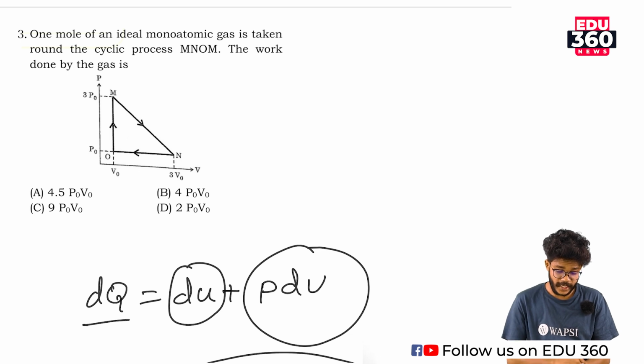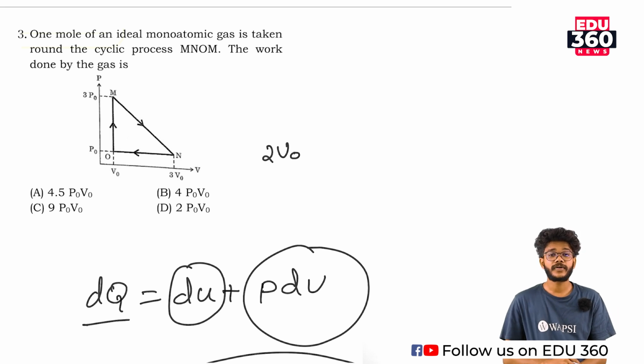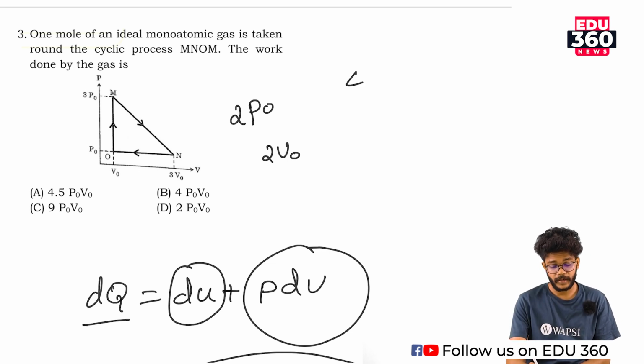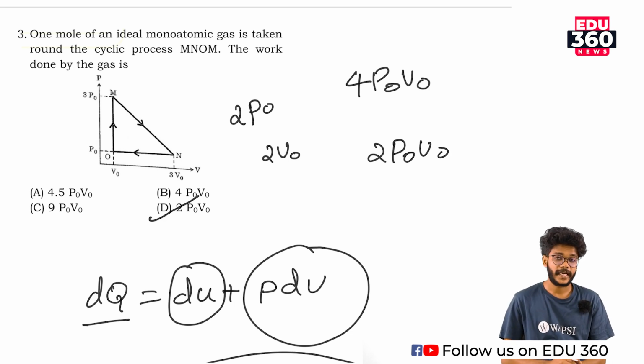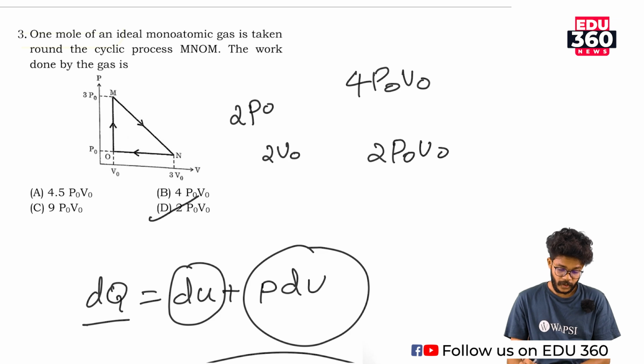So what is the area under the graph? Just find the length and breadth. 3V0 minus V0 is 2V0, and 3P0 minus P0 is 2P0. So 2P0 into 2V0 is 4P0V0, but it is a triangle, so divide by 2, so it is 2P0V0. So option D is the correct answer. The area under the graph of a PV diagram gives the work done. Is it simple? Yes, it's very simple.